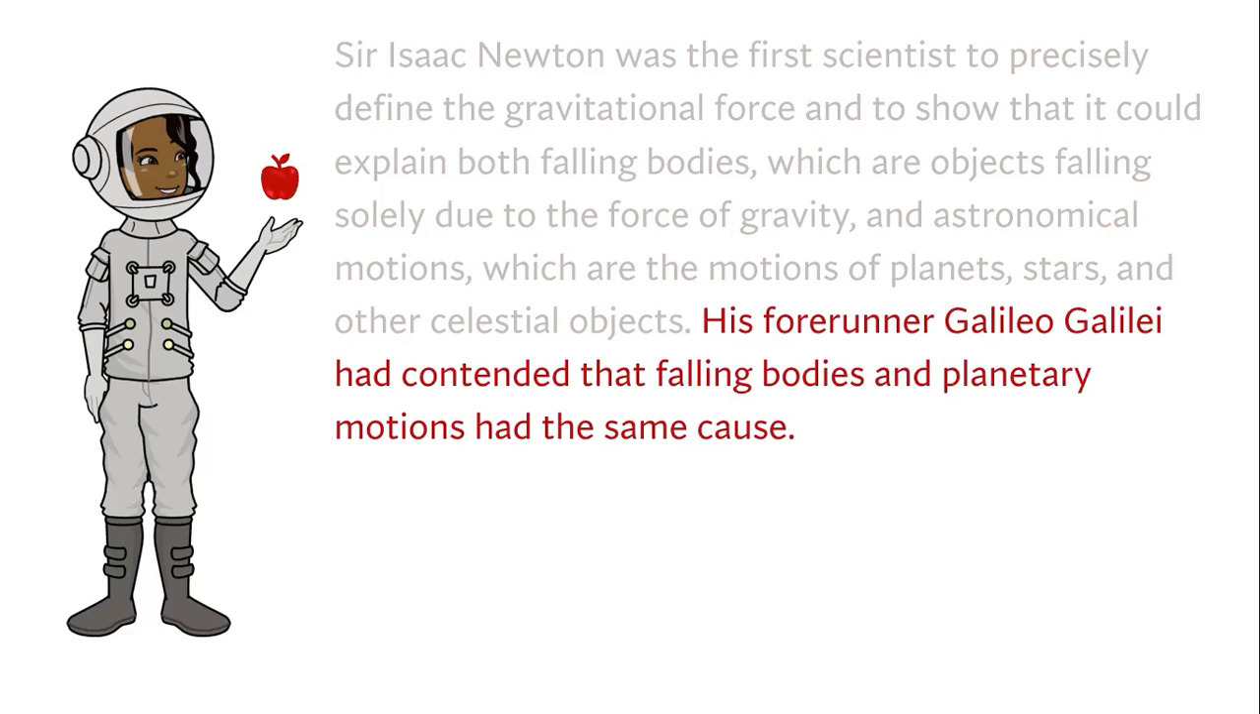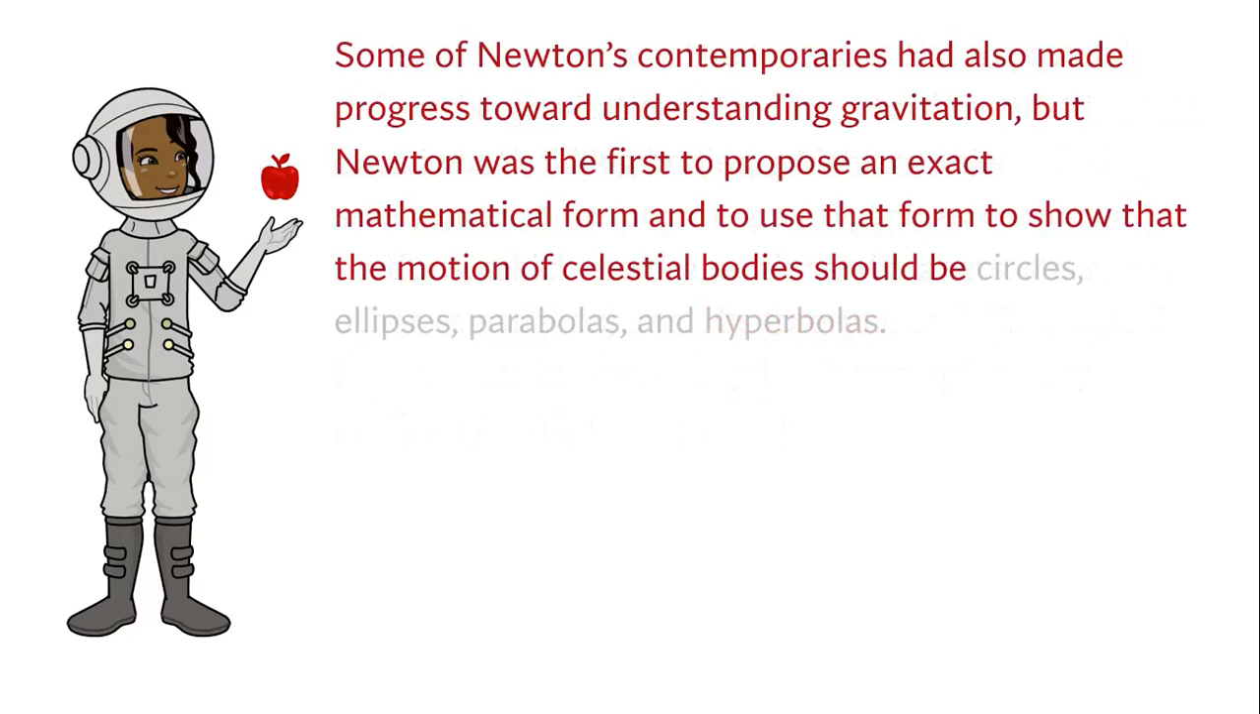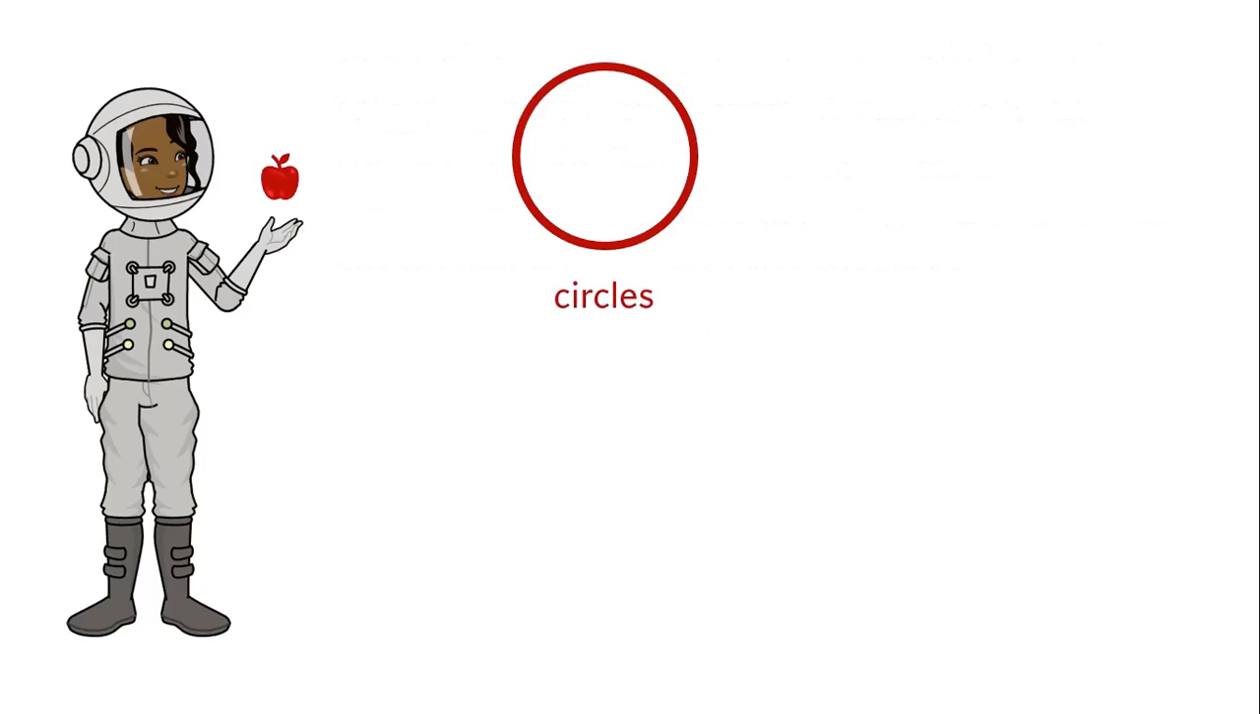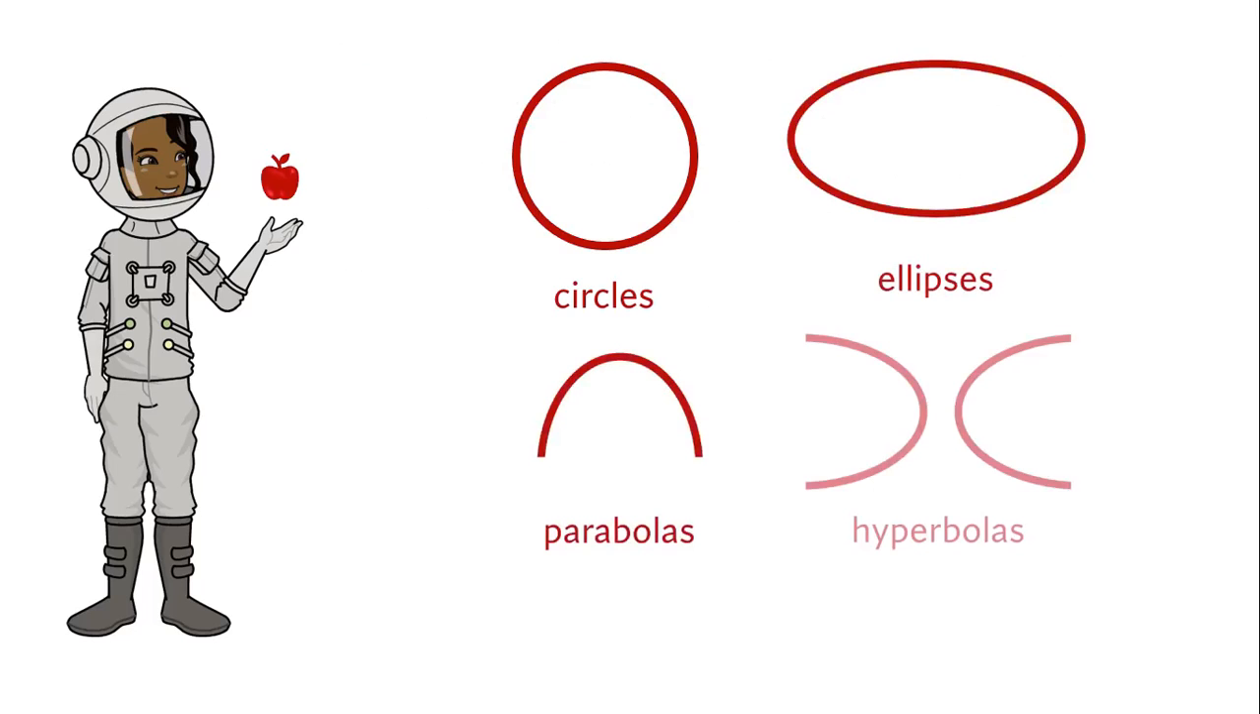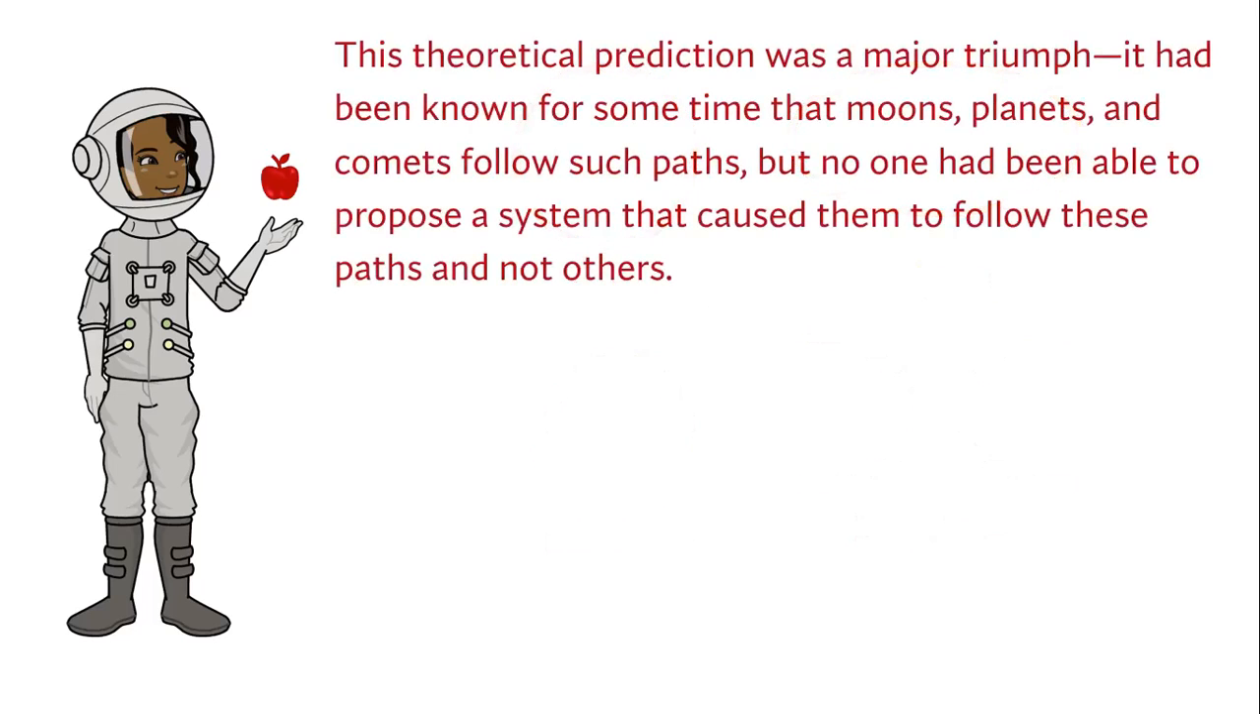His forerunner, Galileo Galilei, had contended that falling bodies and planetary motions had the same cause. Some of Newton's contemporaries had also made progress toward understanding gravitation. But Newton was the first to propose an exact mathematical form and to use that form to show that the motion of celestial bodies should be circles, ellipses, parabolas, and hyperbolas. This theoretical prediction was a major triumph.